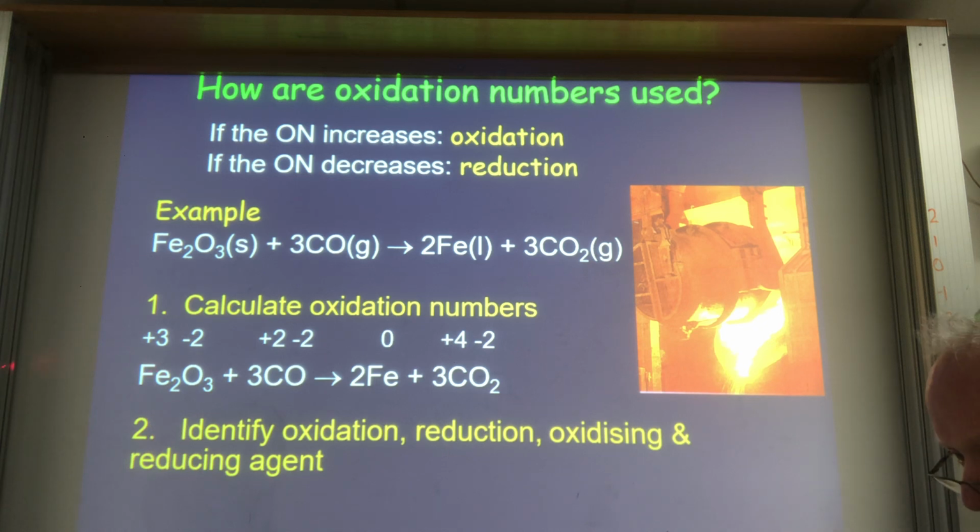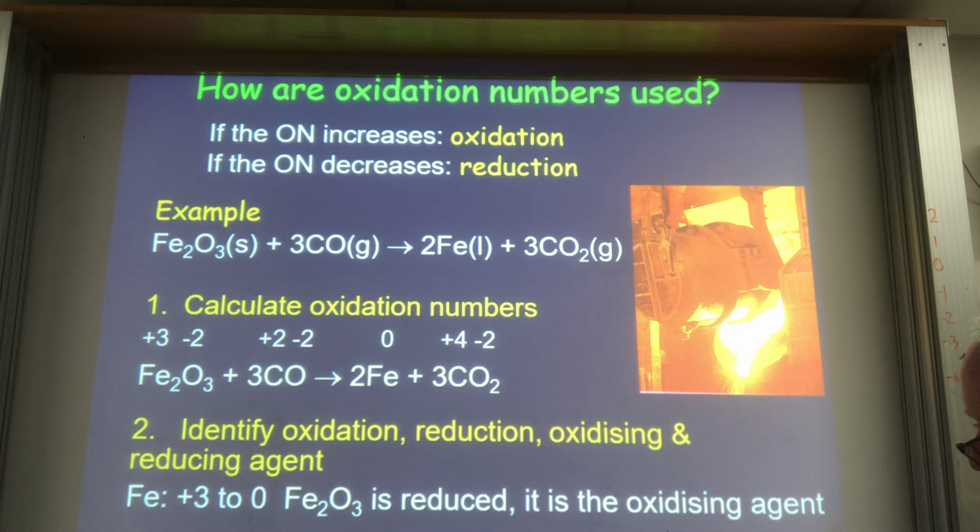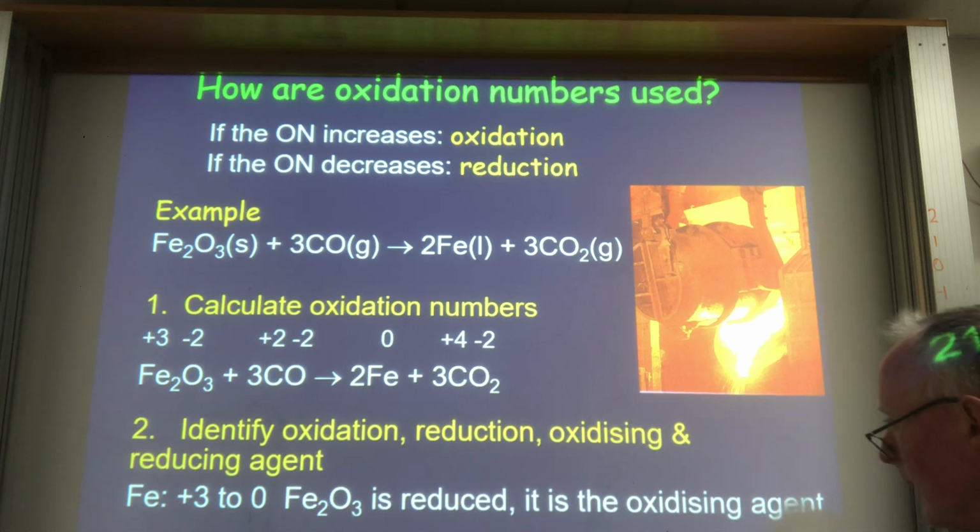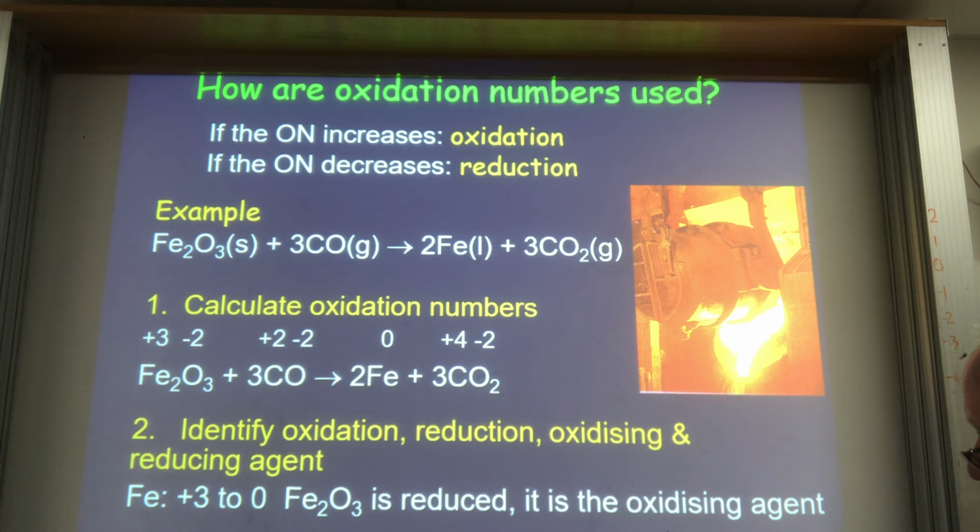So first of all, look at iron. Iron starts off as +3, ends up at 0. What's happening to it? +3 to 0, that number is reducing. The iron oxide is being reduced. So we look at the oxidation number of iron itself, we refer to the whole compound as being reduced. And if something is being reduced, as we saw before, that makes it the oxidising agent.